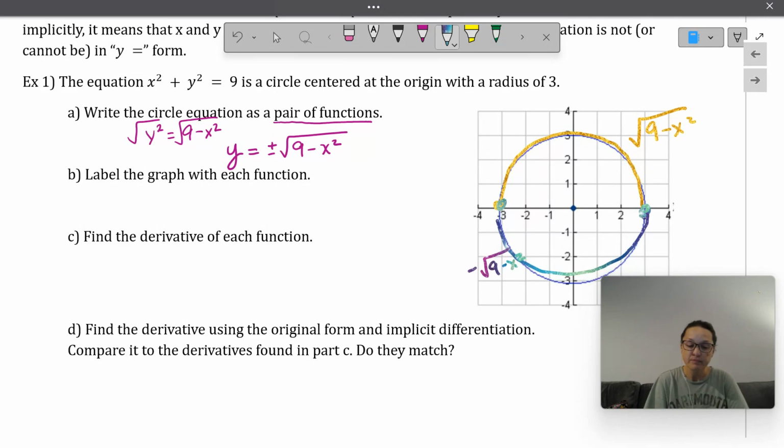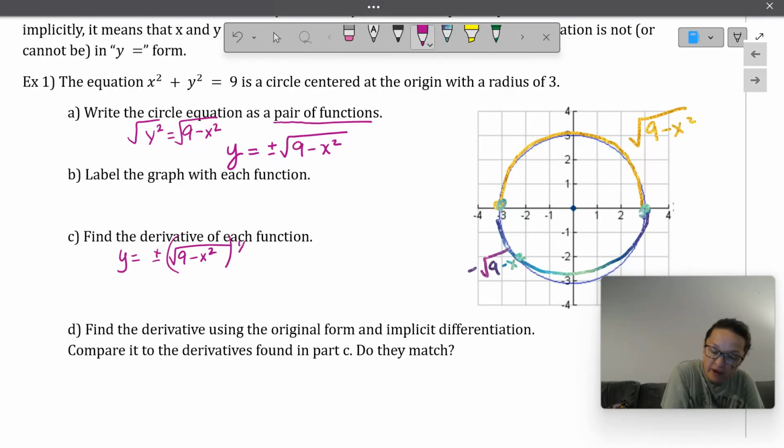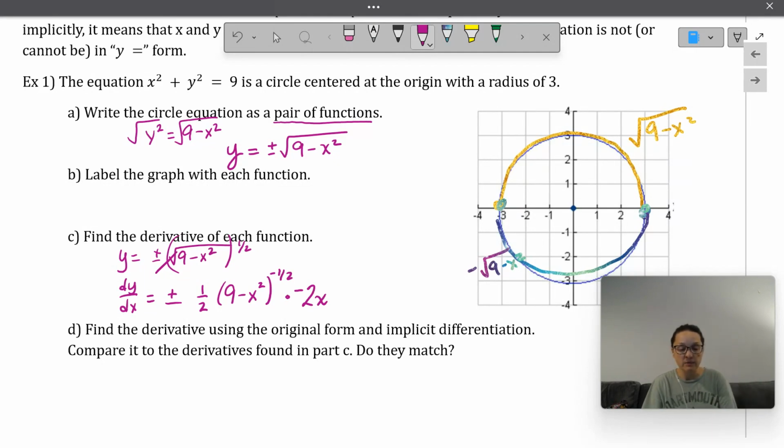Okay. Well, then what if I wanted to find tangent lines? I'd need the derivative. So if I want to take the derivative of y equals plus or minus the square root of 9 minus x squared, I'm going to think of that as 9 minus x squared to the 1/2, which means dy/dx is plus or minus, okay, chain rule, bring down the power, reduce it by 1, multiply by the derivative of the inside.